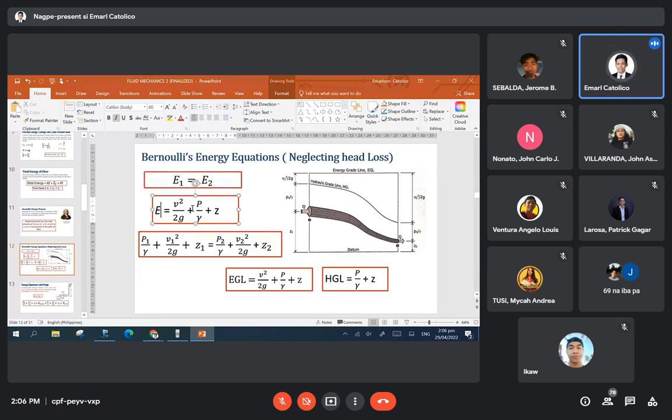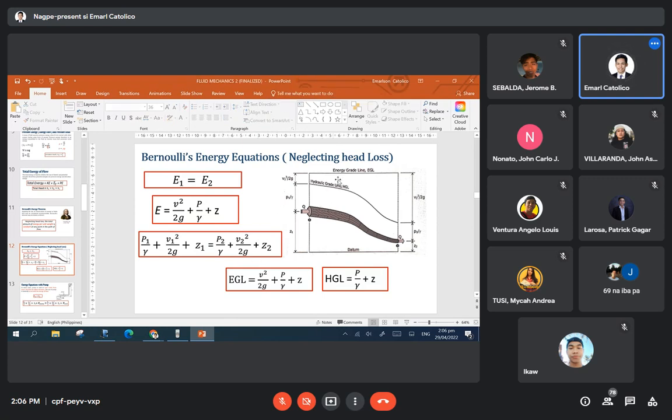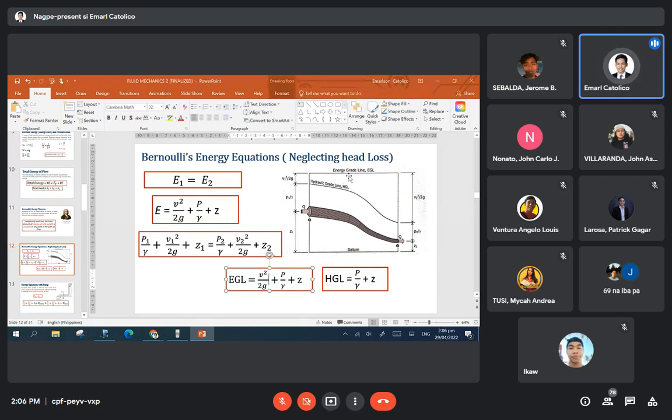So energy is equal to v squared over 2g plus p over gamma plus z. So in terms na to ng head, ano? So total dynamic head na siya. Then, ito na-discuss ko na rin to, no? Yung Bernoulli equation. So hindi ko na siya masyadong elaborate. So ito lang yung nadagdag dyan, yung energy grade line.